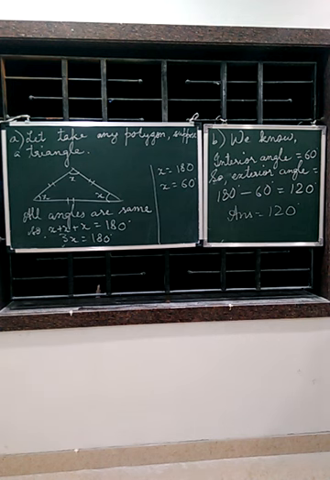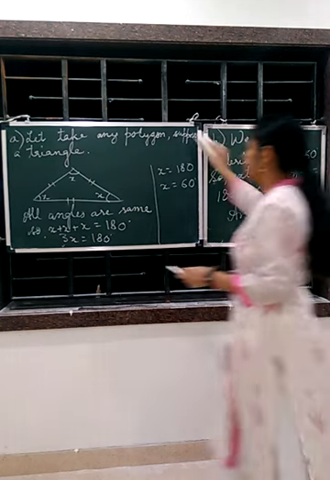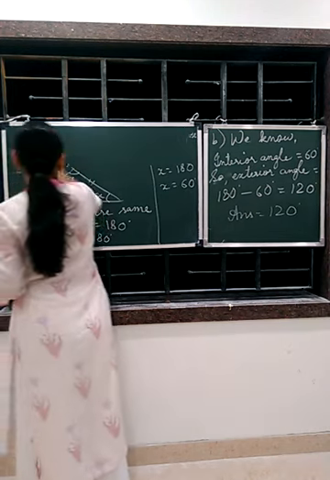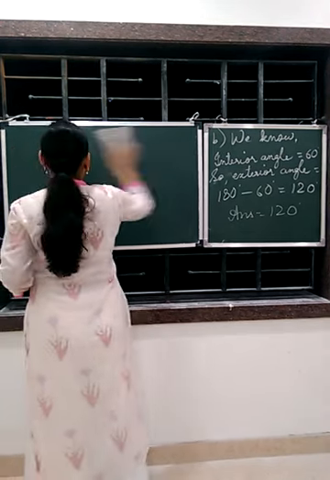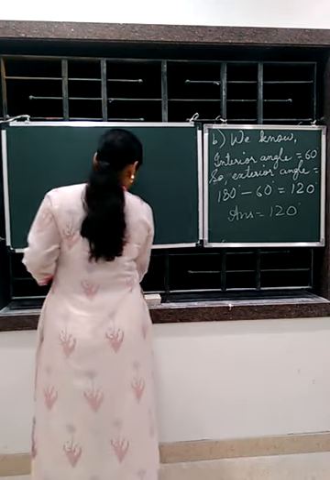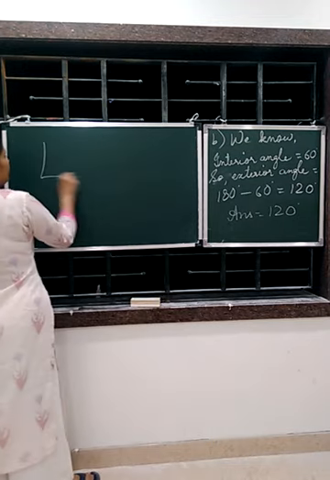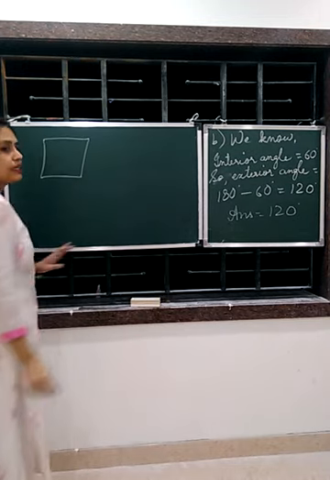Now we were studying quadrilaterals. Yes, we were studying quadrilaterals. What is a quadrilateral? A quadrilateral is a polygon which has 4 sides. Yes, a quadrilateral is a polygon which has 4 sides.